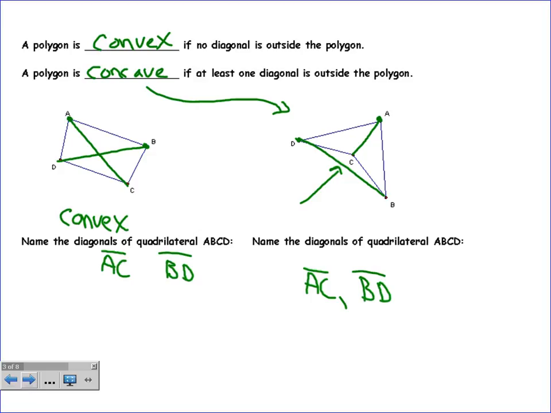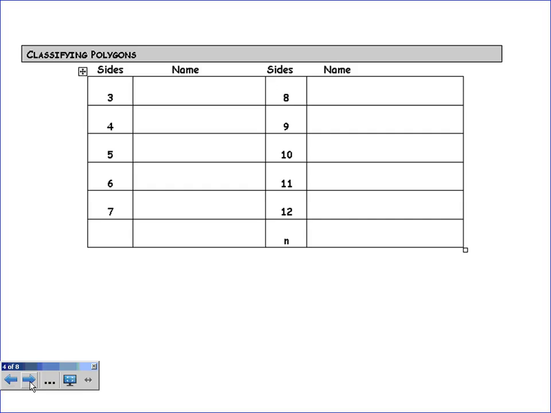Yes, ma'am. So even though you had to go outside of the shape to make the B and D, the diagonal would still count as that? It is a diagonal. Yep. You still call it a diagonal. It is a diagonal. That's by definition of what a diagonal is. Yep. That's right. Any questions on this? Sweet. Next page.